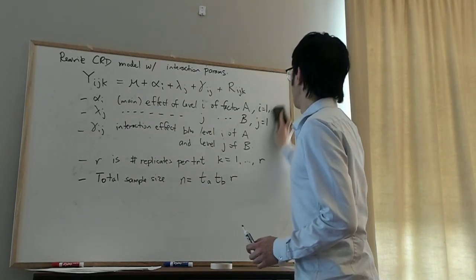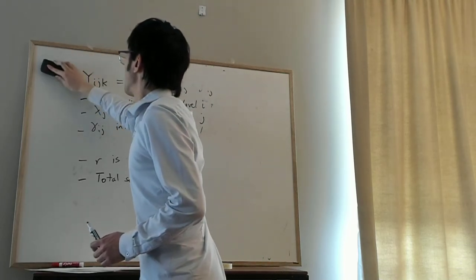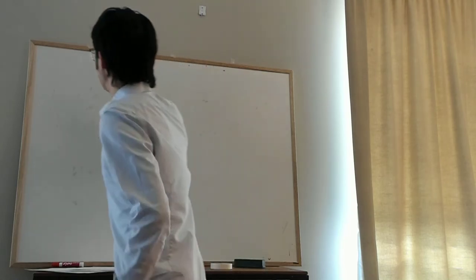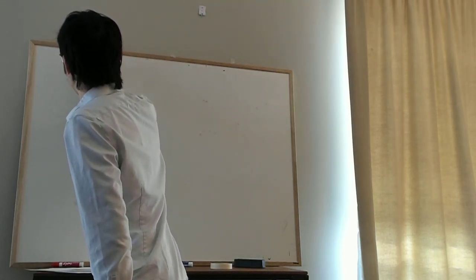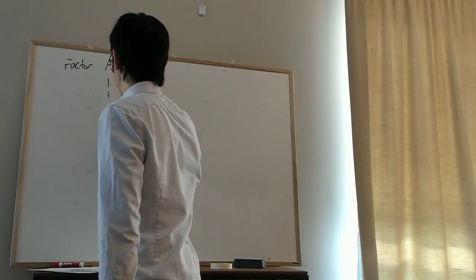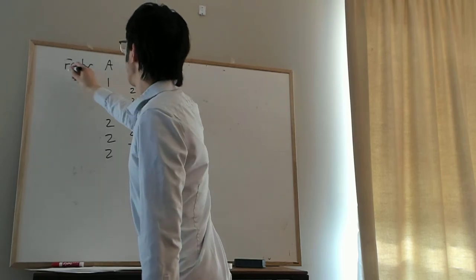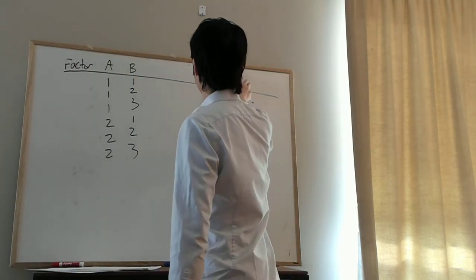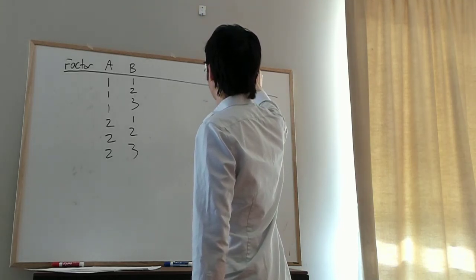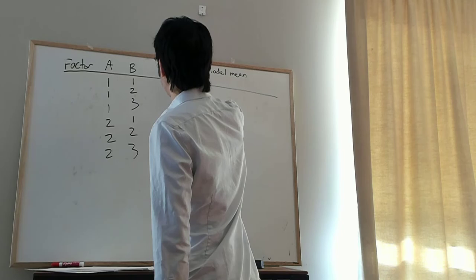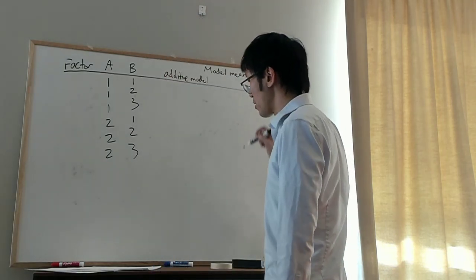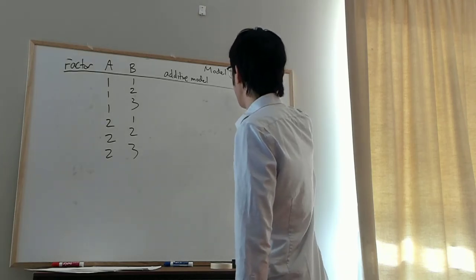Okay, here we go again. So here's factor A and then B. So 1, 1; 1, 2; 1, 3; 2, 1; 2, 2; 2, 3. Okay, so again, we're going to look at what the model mean is. Now we're going to compare the additive effects and then the interaction.